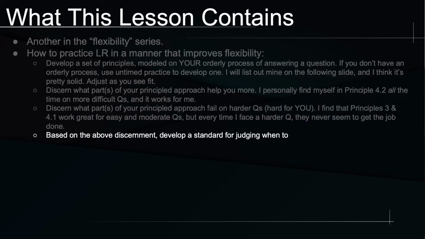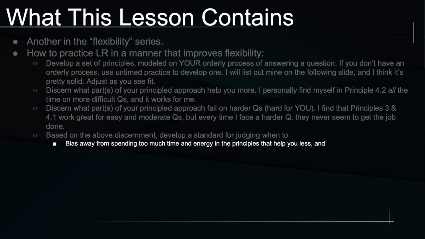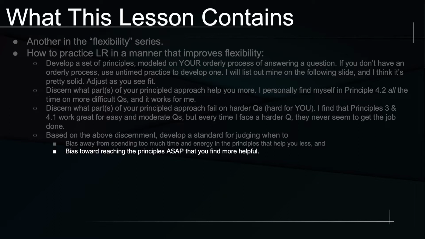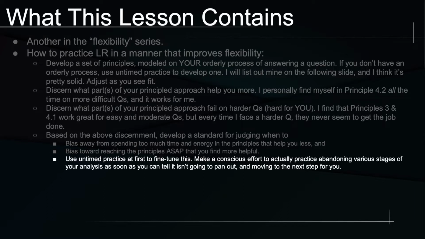And so based on the above discernment, your goal is to develop a standard for judging when to bias away from spending too much time and energy in the principles that help you less, and bias yourself towards reaching the principles ASAP that you find more helpful. As I've said here, I find principle 4.2 generally more helpful on harder questions. So when I'm reading a stimulus and it's hard, I'm immediately leaning towards just getting to 4.2 as fast as possible. I may even skip the previous principles if it comes to that.